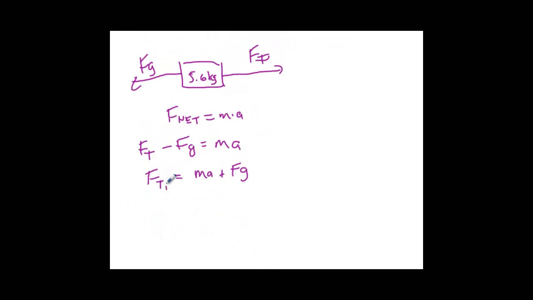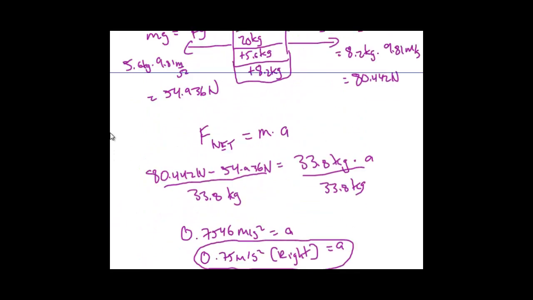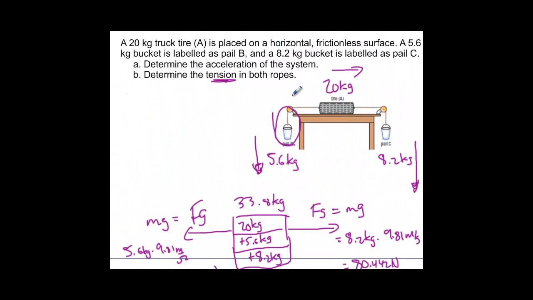Why don't I label these? Why don't I call it Ft1 everywhere, just because there is more than one tension going on here. So this could be Ft1, and then later we'll solve for Ft2. Hopefully that makes sense.